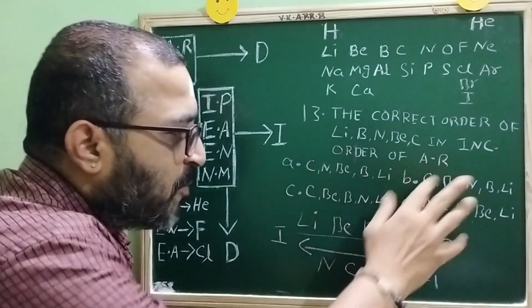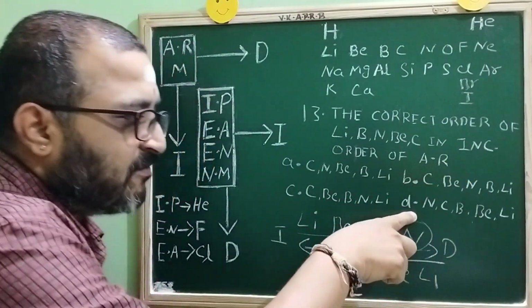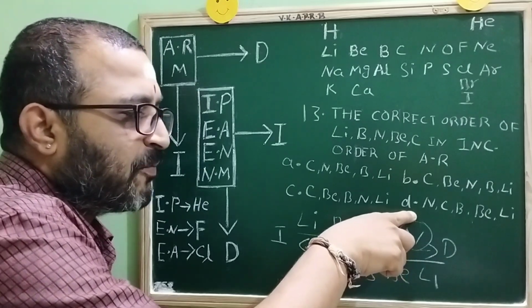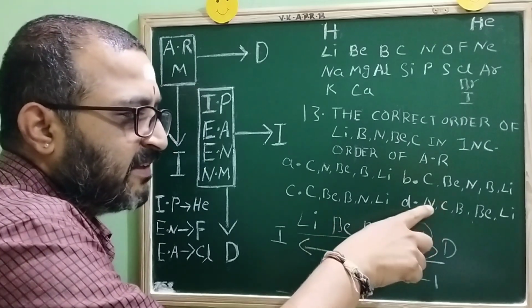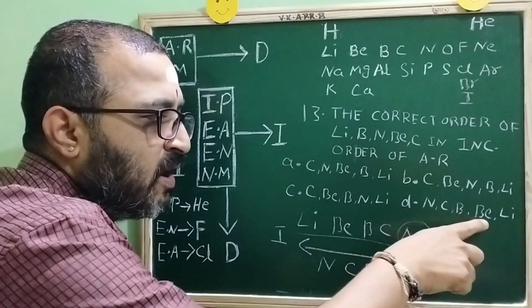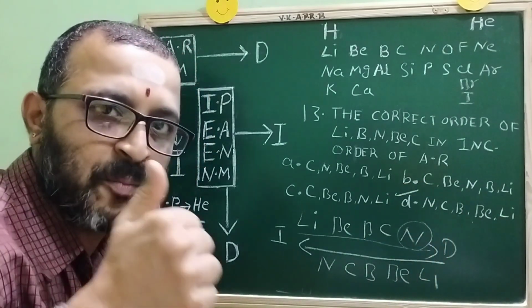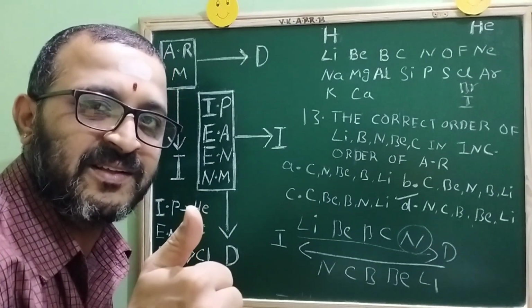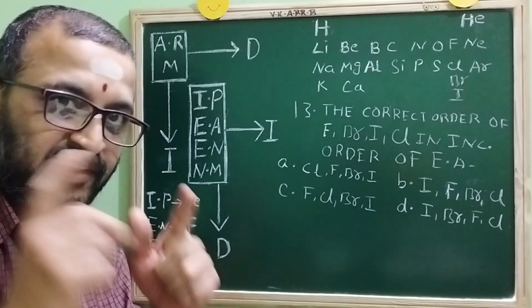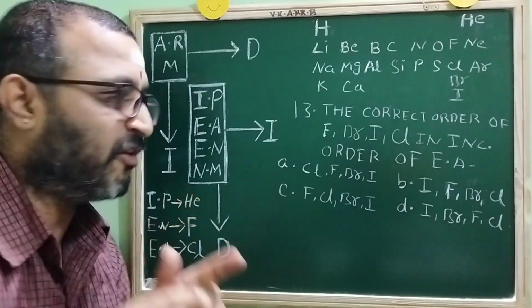So, where do we have this option? Yes, we have this option in option D, that is nitrogen, carbon, boron, beryllium and lithium. So, the correct answer is option D. Okay, children, let us move on to the next question.